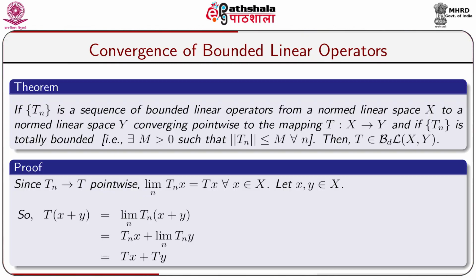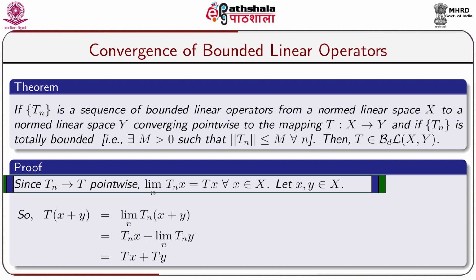If Tn is a sequence of bounded linear operators from a normed linear space X to a normed linear space Y, converging pointwise to the mapping T from X to Y, and if the sequence Tn is totally bounded, that means there exists a constant M greater than 0 such that the norm of Tn is less than or equal to M for all n, then T is a bounded linear operator from X to Y, that is T belongs to BL(X, Y). The proof is given below.